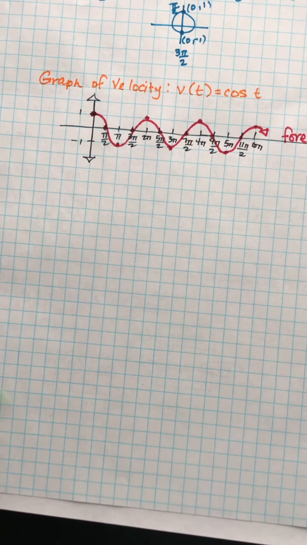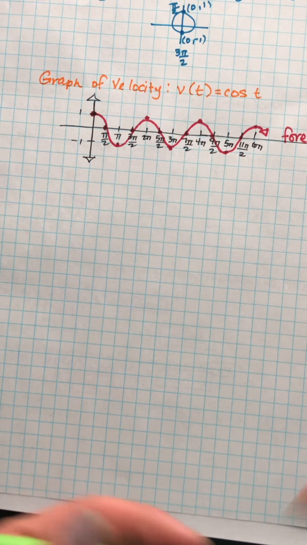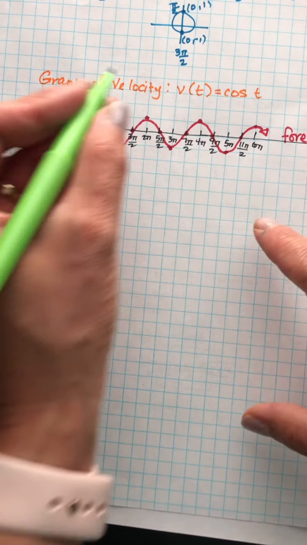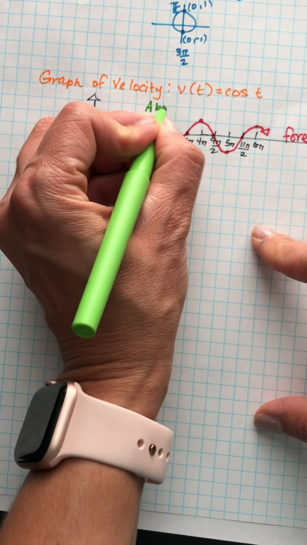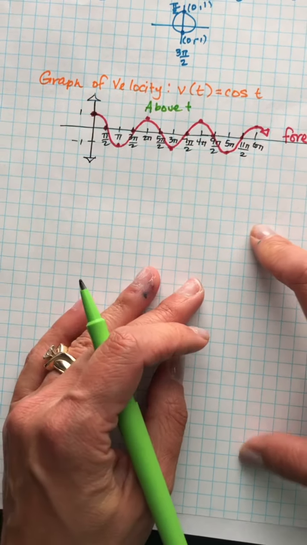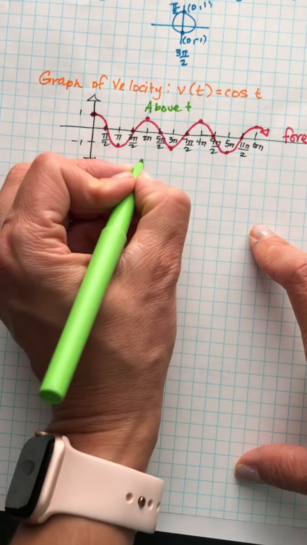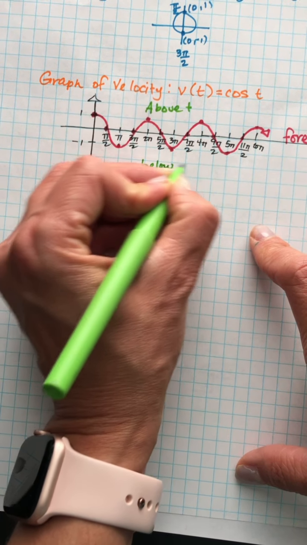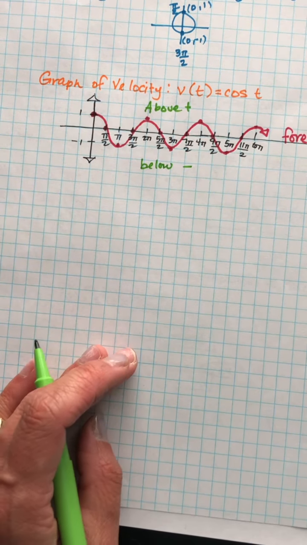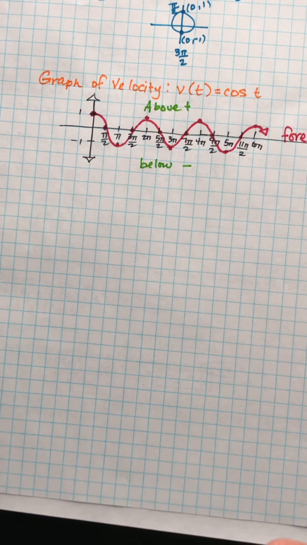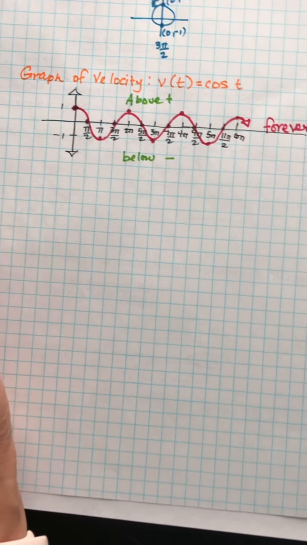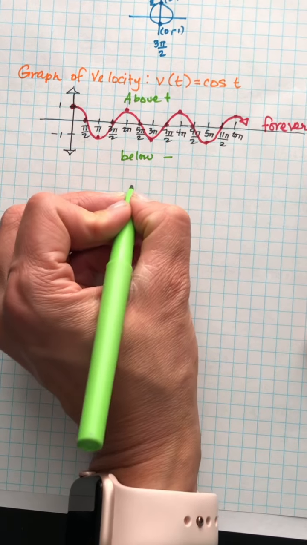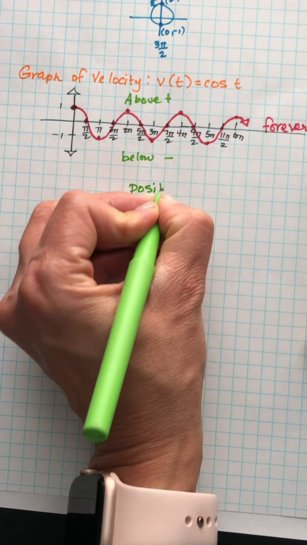All right, so remember, this is the velocity function. Happens to be cosine, so these are all the slopes. So above the x-axis is where we're going in a positive direction. Below the x-axis is where we're going in a negative direction. So let's keep that in mind. And let's identify those positive and negative directions. Start with the positive.